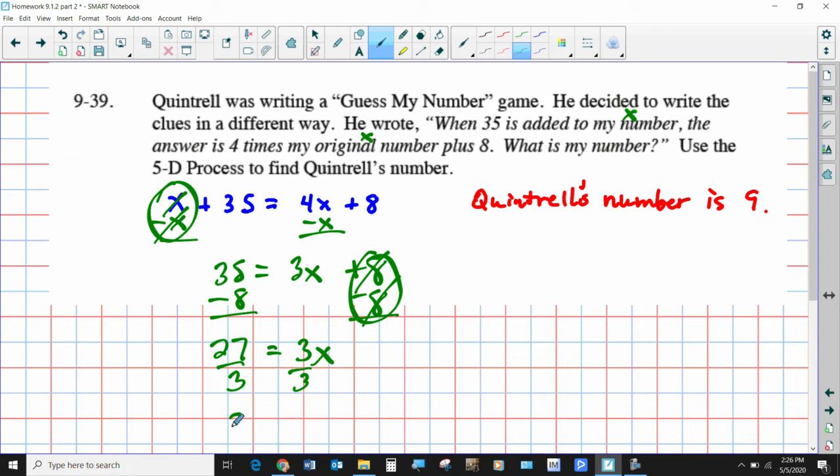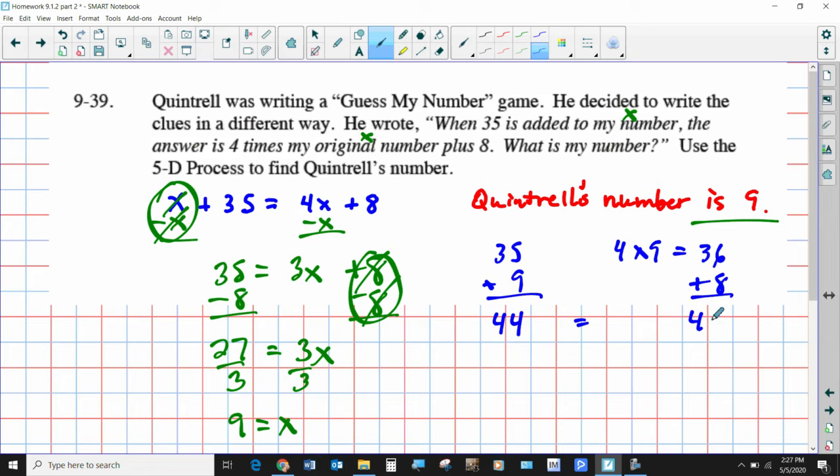27 divided by 3 is 9, so it means that 1x must be 9, and that is indeed the number that Quintrell started with. And of course, we want to check it just to make sure. So let's say, is 9 plus 35, what is that equal to? 44. And now what is 4 times 9? 4 times 9 is equal to 36. And then when you add an 8 to that, you also get 44. So yes, they're equal to each other. We can draw a box around that. Our answer is 9.